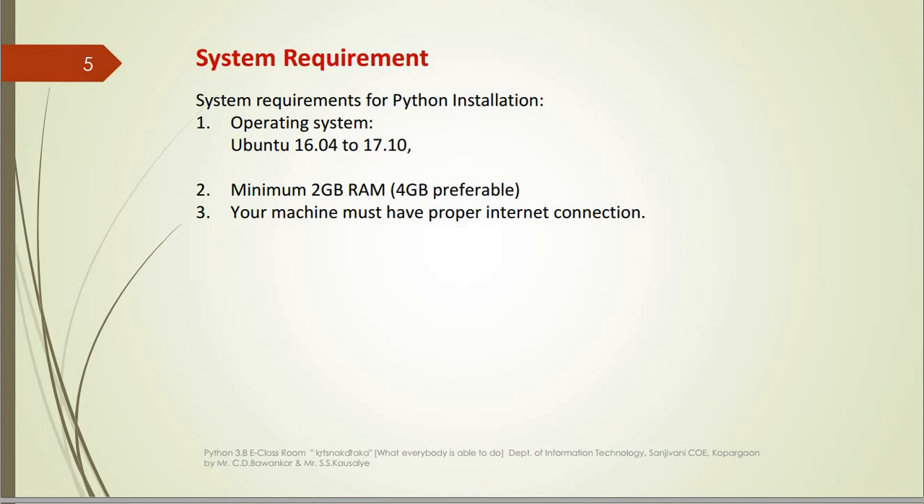The system requirements for the Python installation are as follows. Here we are purely discussing the Ubuntu operating system, so your Ubuntu version should be between 16.04 and 17.10. The minimum requirement is 2 GB of RAM, 4 GB is preferable. You must have an internet connection on your machine.